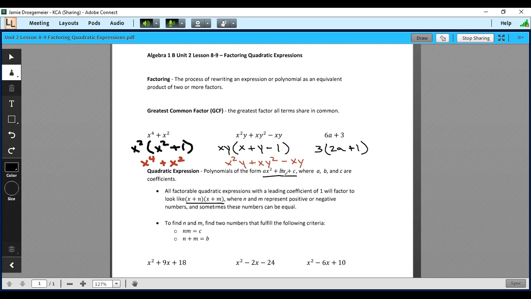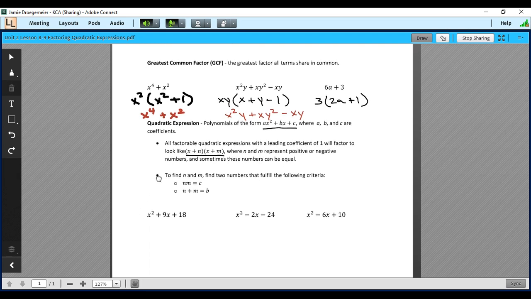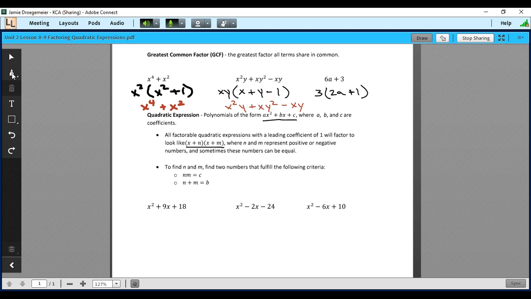B is the coefficient of that x term in the middle. And I think this will make some more sense as we look at examples of it. So let's do that here. If I look at this first quadratic expression, and remember we're using the form ax squared plus bx plus c.